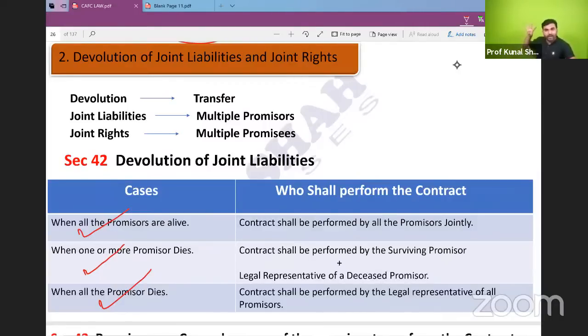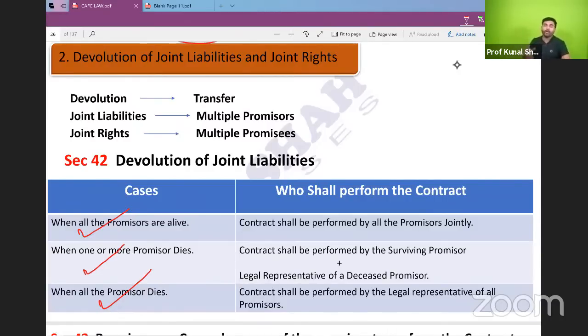If we all four are alive, then all of us will have to perform the contract jointly, which means I will have a liability of 2,50,000 rupees. Professor number 2 will have a liability of 2,50,000 rupees. Professor number 3 will have a liability of 2,50,000 rupees. And Professor number 4 will also have a liability of 2,50,000 rupees. Which means there will be 10 lakh rupees and this money will be handed over to you all, that is, the batch of 160 students. So if all the promisors are alive, then the contract shall be performed by all the promisors jointly.